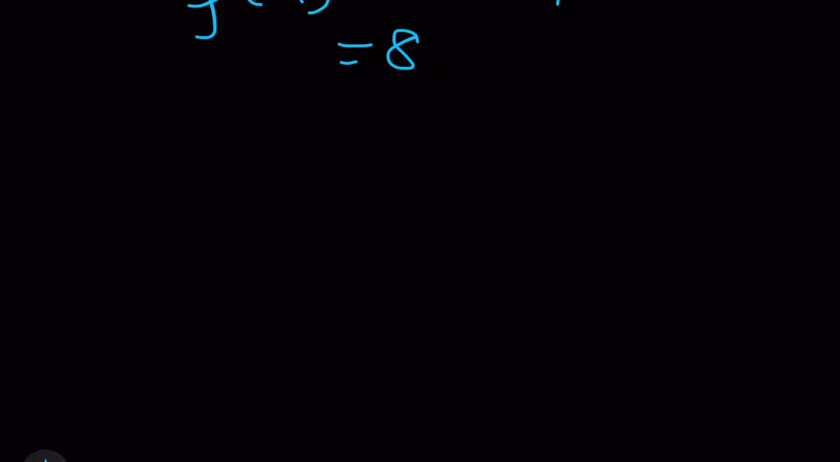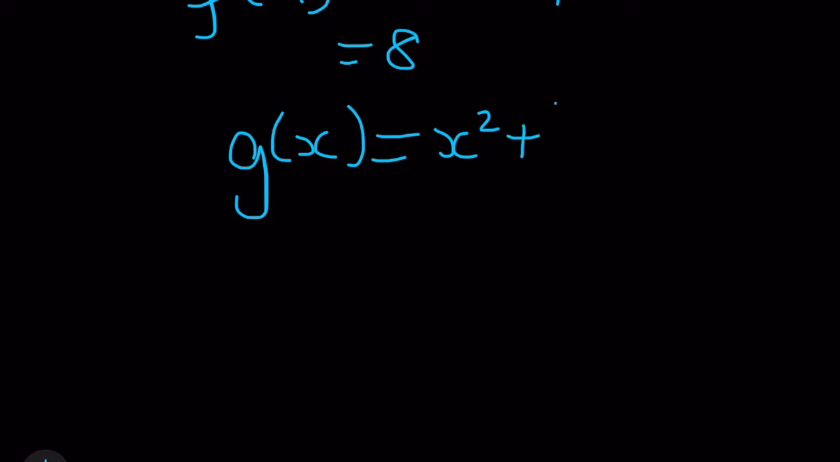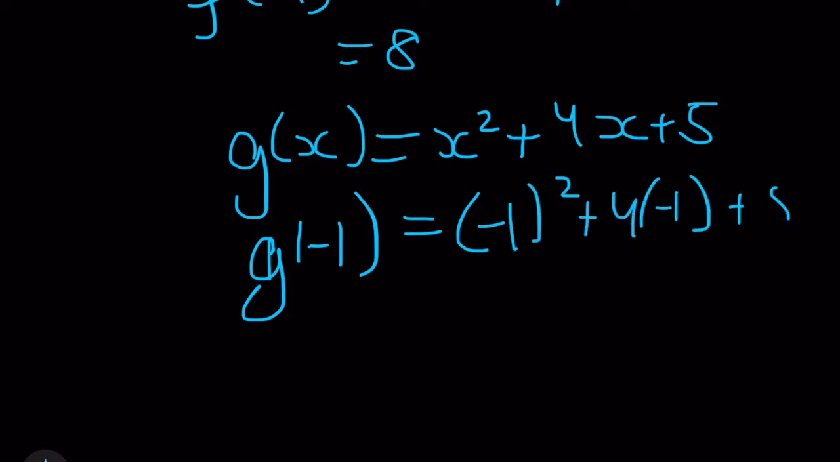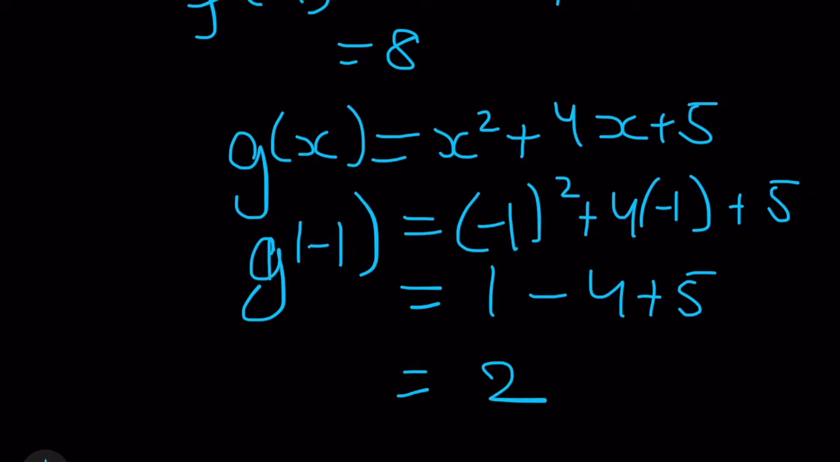Suppose you have g of x is equal to x squared plus 4x plus 5. Find g of minus 1. Now all you have to do again is replace x with the value minus 1. So you write minus 1 squared plus 4 times minus 1 plus 5. This is 1 minus 4 plus 5, that is 2. So g of minus 1 is 2. This is the basics of functions. Now that you've understood it, let's move on to domain and range.